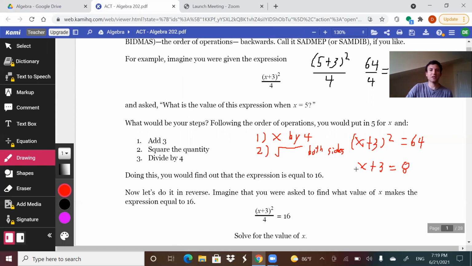And then last but not least, we'll do what's in the brackets. We'll subtract the 3, right? So instead of adding the 3, we'll subtract the 3. So let's do that for subtract 3. So then we get x equals 5. So if that's something you've always had trouble with, isolating a variable, not knowing which steps to do in which order, it's literally the reverse and the inverse of BIDMAS.